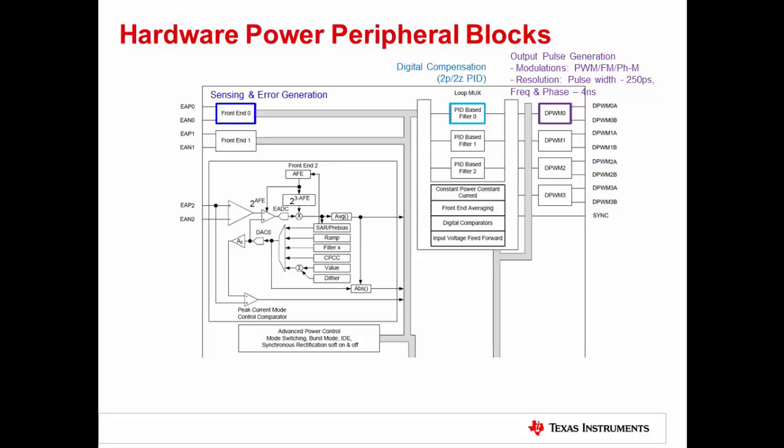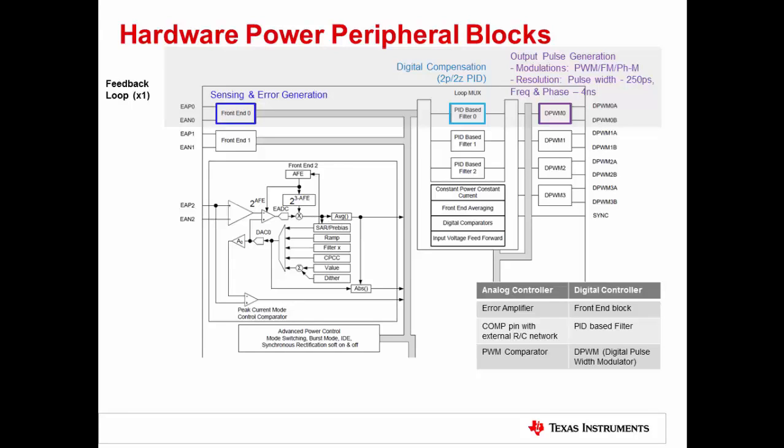This block is capable of pulse width modulation, frequency modulation, and even phase shift modulation. The resolution of the pulses from this block is 250 picoseconds for pulse width modulation and 4 nanoseconds for frequency and phase modulation. With these 3 blocks, it is possible to control a single feedback loop, such as a voltage loop or a current loop.